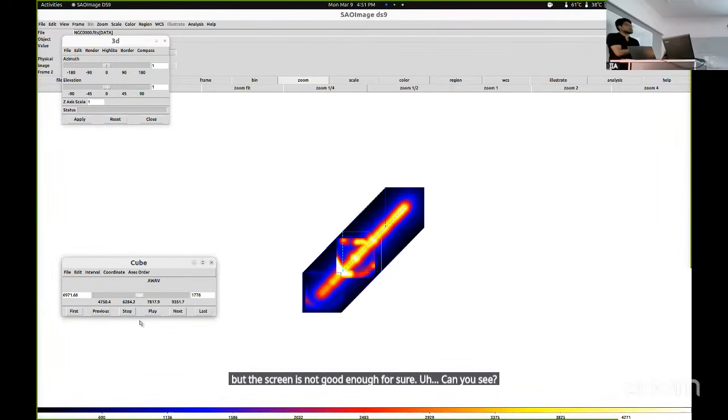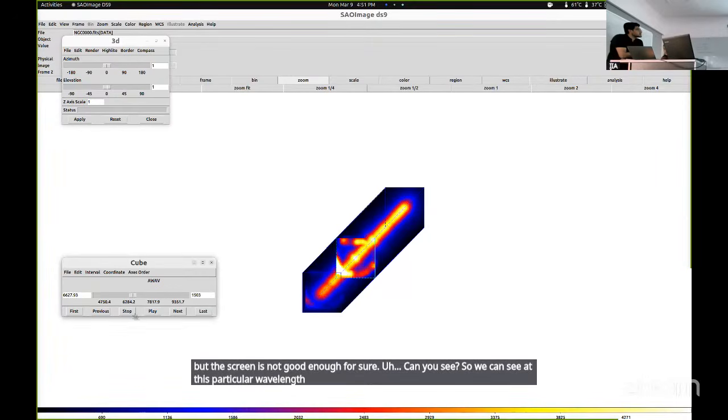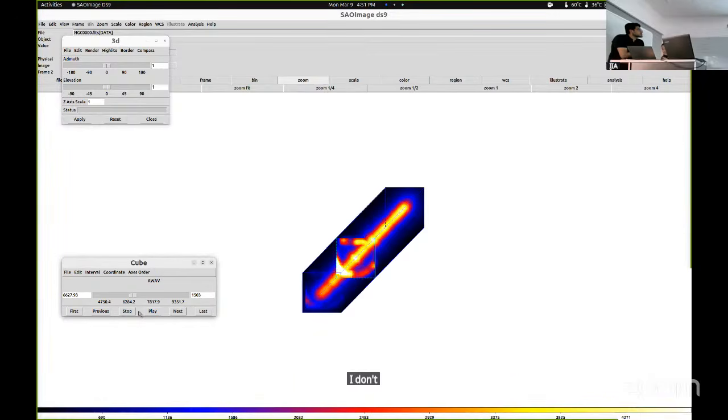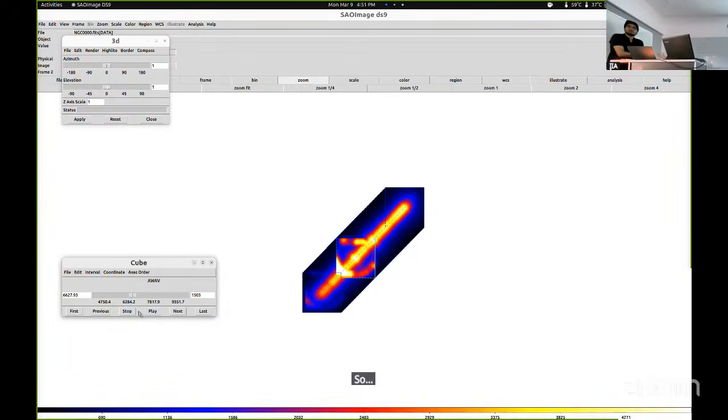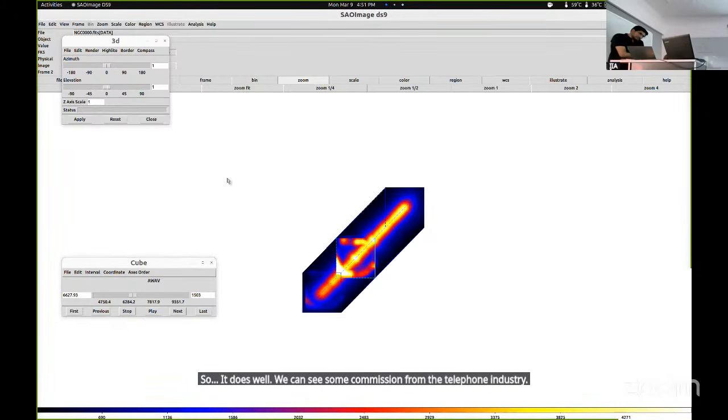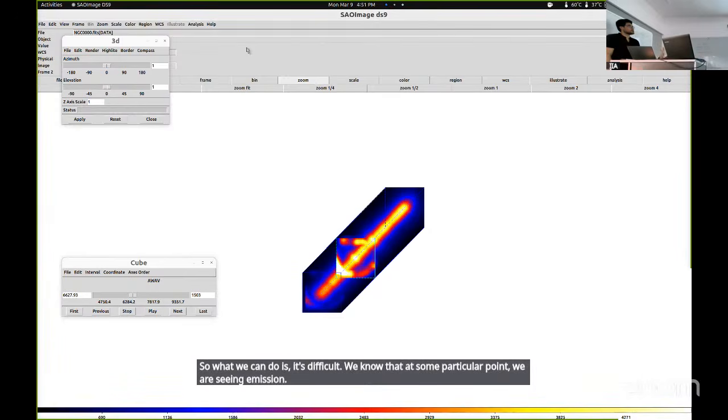Yes. So you can see at this particular wavelength, around 6627 angstrom, there is some kind of emission. It's closer to H alpha. So we can see some emission around the H alpha wavelength. We know that at some particular point we are seeing emission, so we can just crop it and get the cube only for that place, that wavelength.